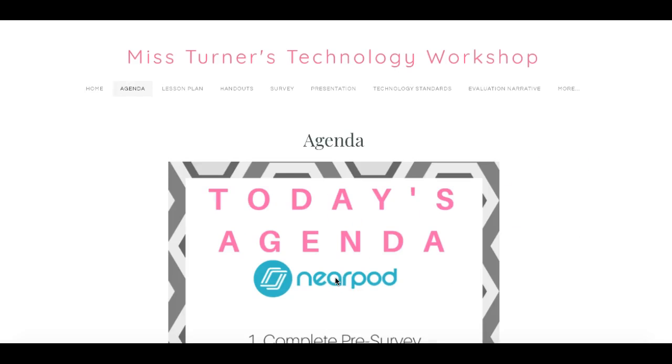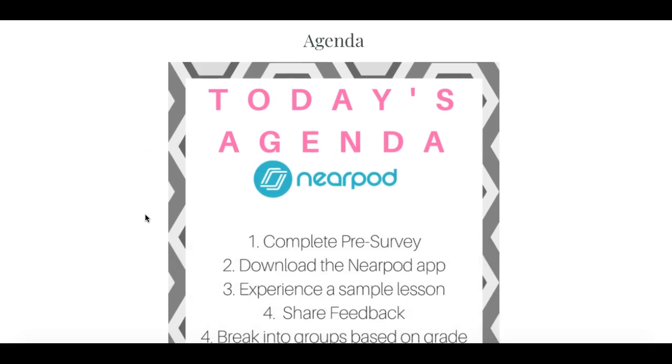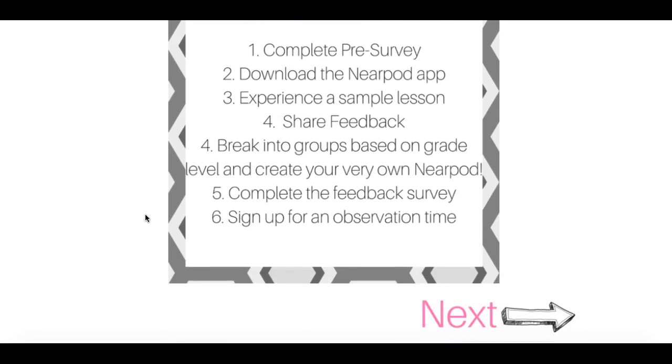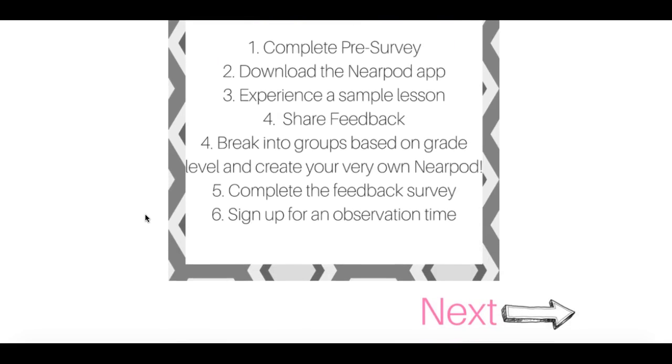Okay, so when I click on my banner, it takes me to the agenda. The agenda for my workshop: number 1 was to complete the pre-survey. Number 2, download the Nearpod app. Number 3, experience a sample lesson. Number 4, share feedback. Number 5, break into groups based on grade level and create your own Nearpod. Number 6, complete the feedback survey. And number 7, sign up for an observation time.